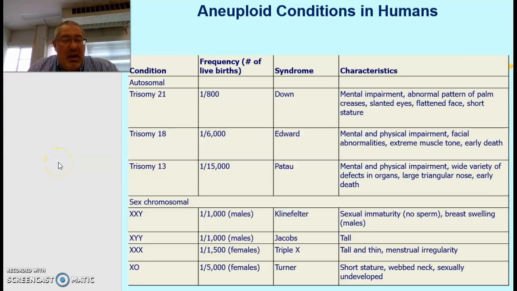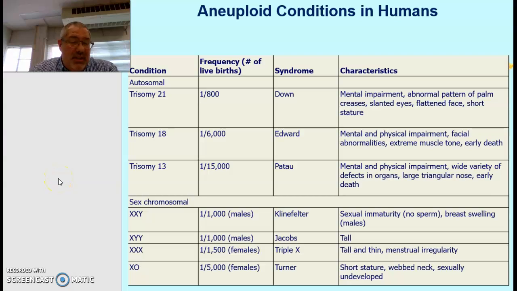Aneuploidies within the autosomal chromosomes are called trisomies because those chromosomes will not have two, but they will consist of three. Some of the syndromes are called Down syndrome, Edwards syndrome, and Patau syndrome. Trisomy 21, or Down syndrome, is probably the most commonly thought of autosomal aneuploidy.